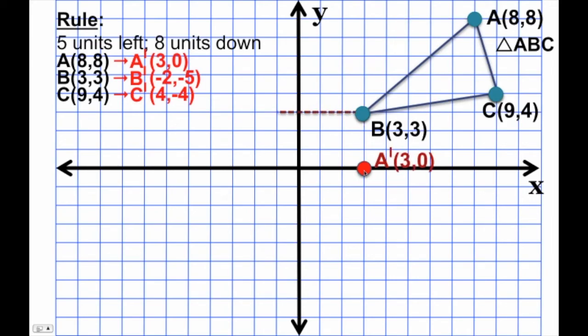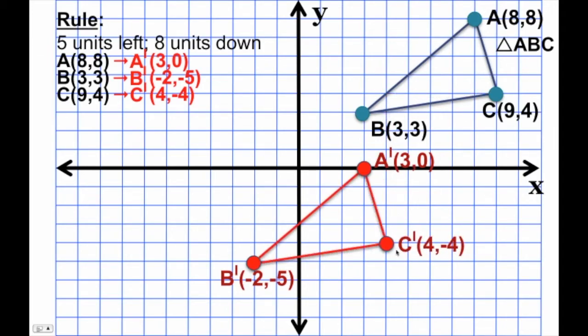And that's going to be at the coordinates that we found before. We're doing the same thing with B. We're going to go 5 to the left and 8 down, and that's going to give us B prime at -2, -5. And we do the same thing to C, and that's going to give us C prime, which is going to be at 4, -4, which we found before, and that gives us our image A prime, B prime, C prime.